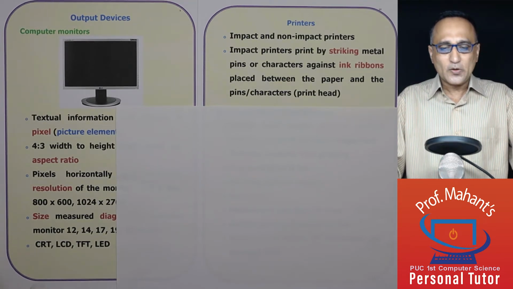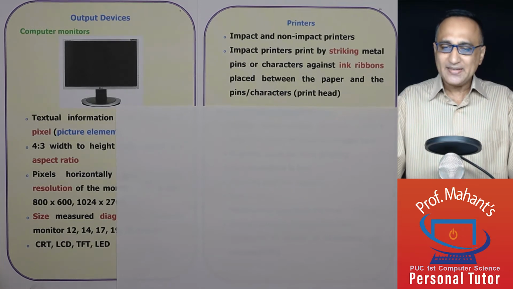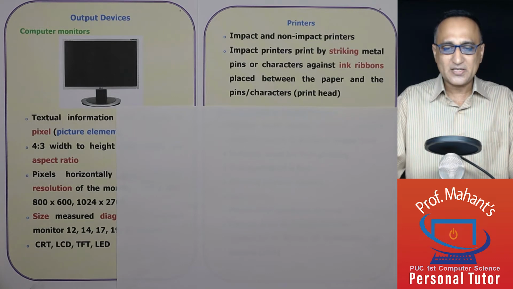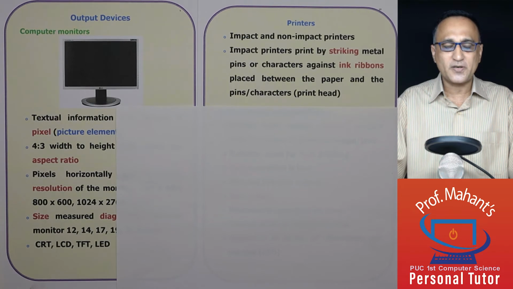Now, after taking a look at the first output device, the computer monitor, let's take a look at a very important output device known as a printer. A printer gives you information on paper so that you can keep a permanent record of it. So there are a few terminologies associated with it.